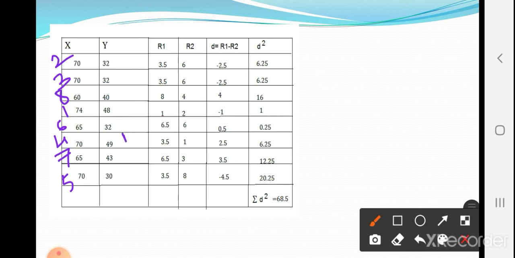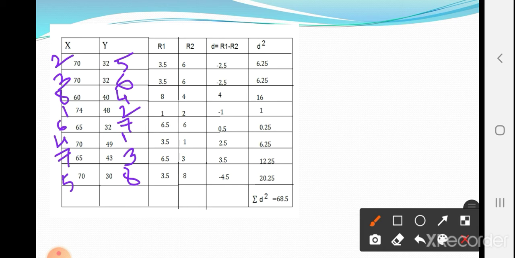49. So give the first preference, then 48 second preference, then 43 third preference, then 40 fourth preference, then 32. There are 3 values of 32, so 5, 6 and 7, and the last, 30, gets the eighth preference.